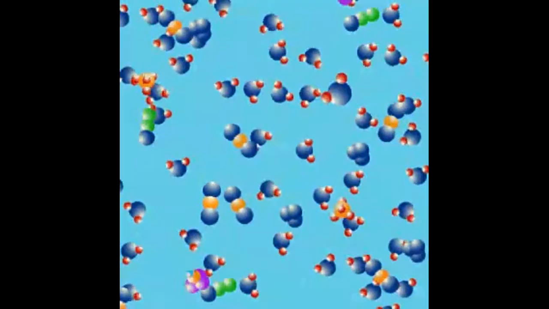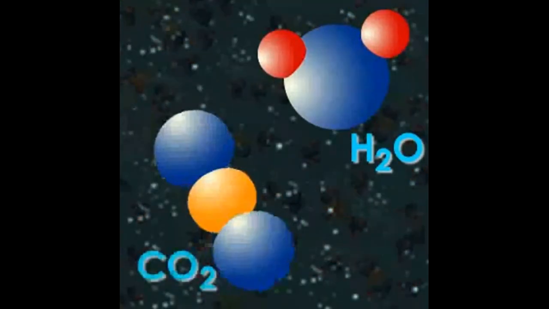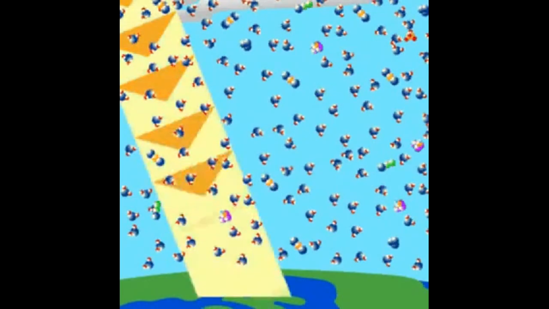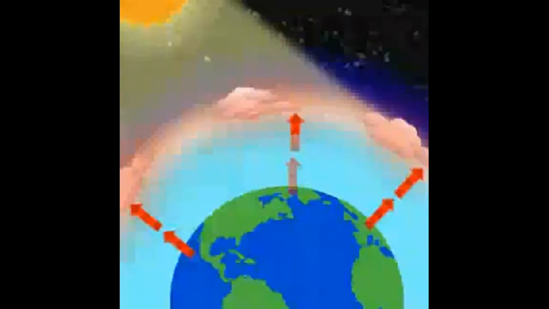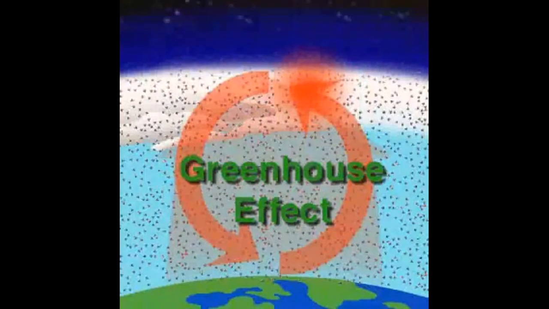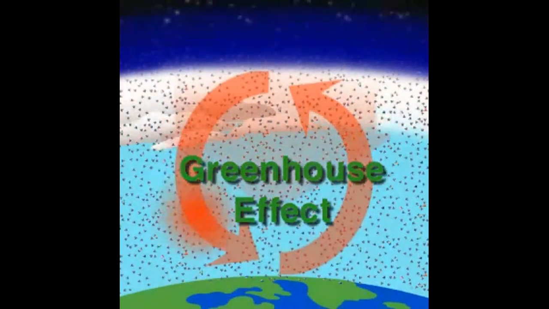In summary, water vapor and carbon dioxide allow solar energy to penetrate Earth's atmosphere but prevent much of the long-wave radiation emitted by the surface of the Earth from escaping to space. This trapping of long-wave energy is called the greenhouse effect and enhances the surface temperature of the Earth.